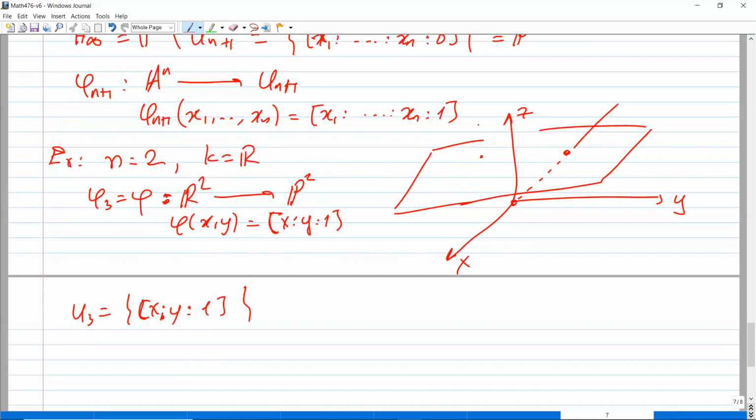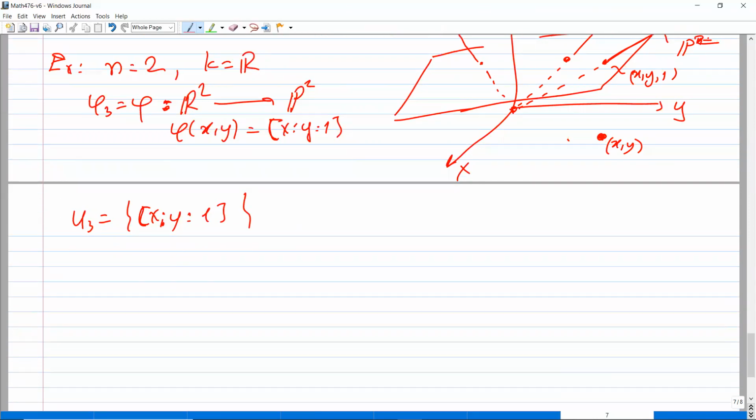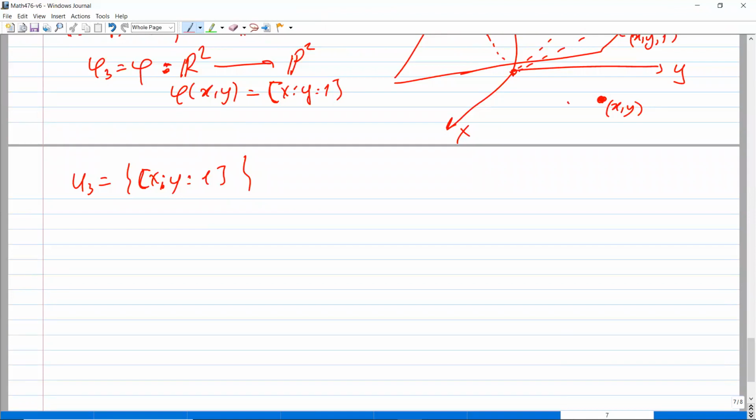Each point in this plane represents a line passing through the origin, which is a point in the projective space. So for example, if you take here a point (x, y), then the point (x, y, 1) is this one, and in the projective space, the line through (x, y, 1) is that line. So this point is mapped to this line in the projective space P^2.